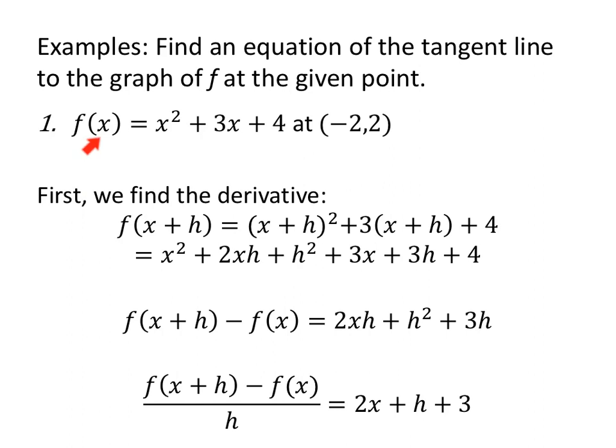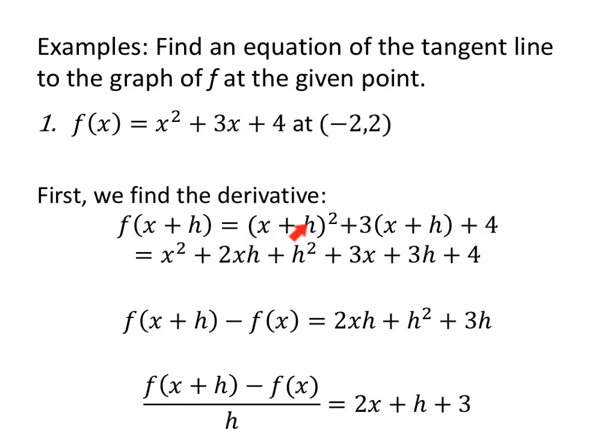So if we're given f of x equals x squared plus 3x plus 4 at the point (-2, 2), first we find the derivative. Finding the derivative using the limit definition, that's f of x plus h equals (x plus h) squared plus 3 times (x plus h) plus 4.